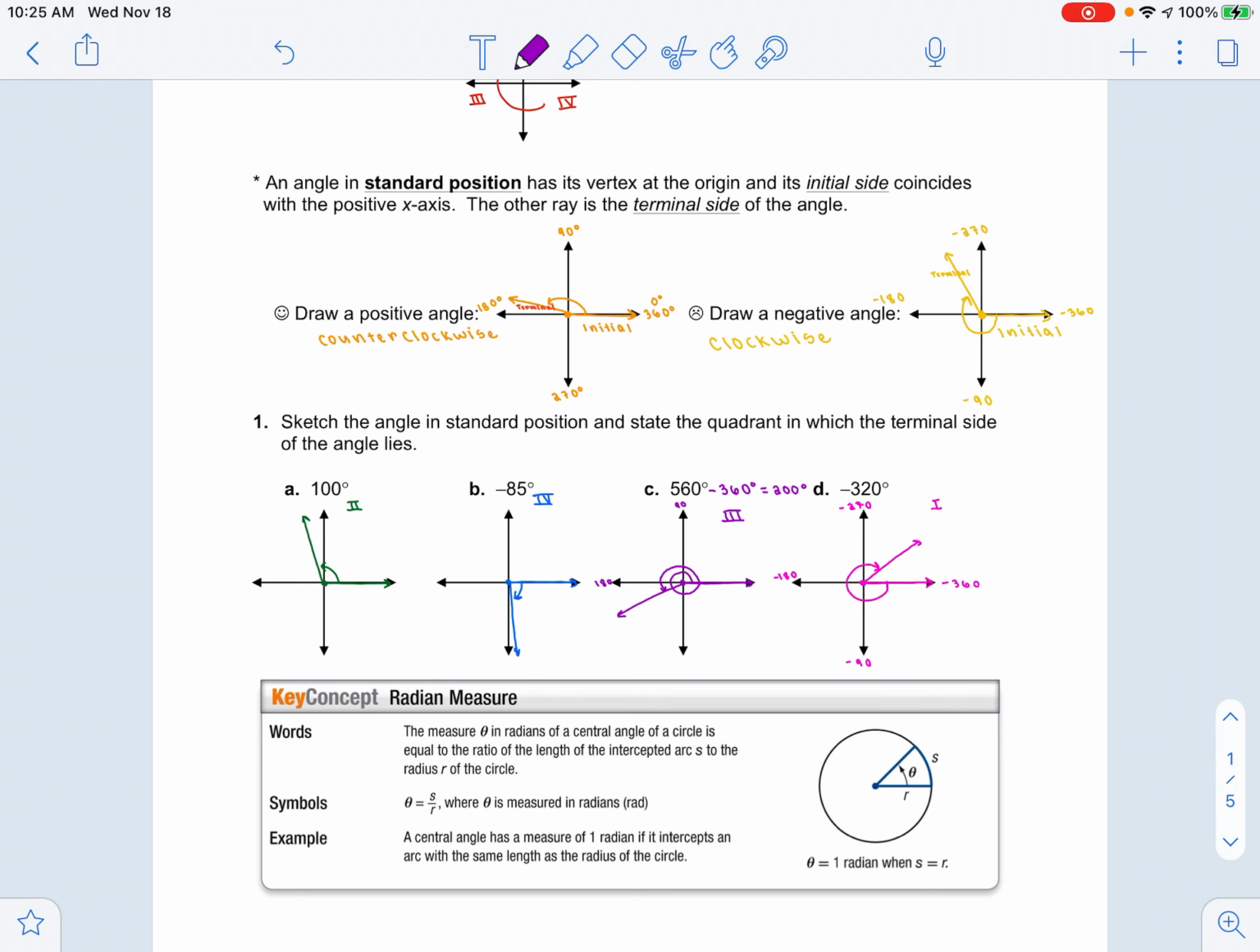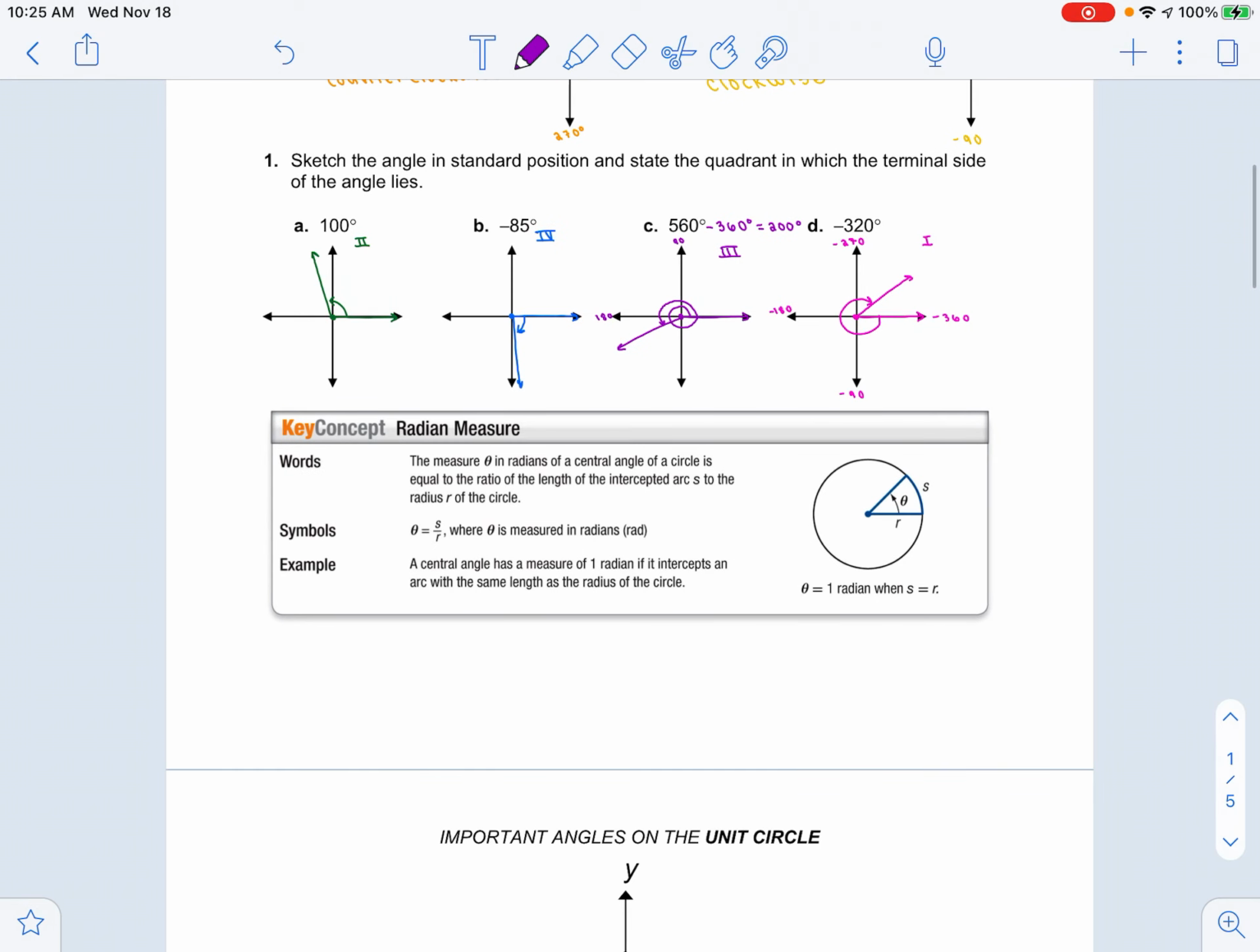The next part of the notes deals with radians. Now, we're going to get into the unit circle together.